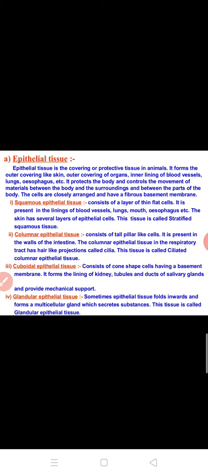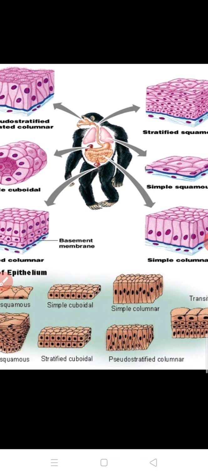Epithelial cells often acquire additional specialization as gland cells, which can secrete substances at the epithelial surface. Sometimes a portion of the epithelial tissue folds inward and a multicellular gland is formed. This is glandular epithelium. You can have a look here, simple cuboidal tissues. See, these are simple cuboidal tissues.